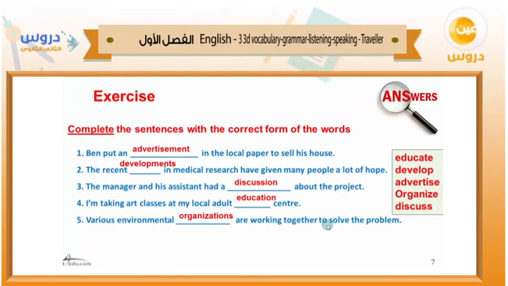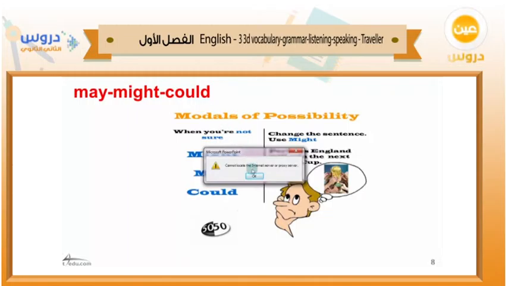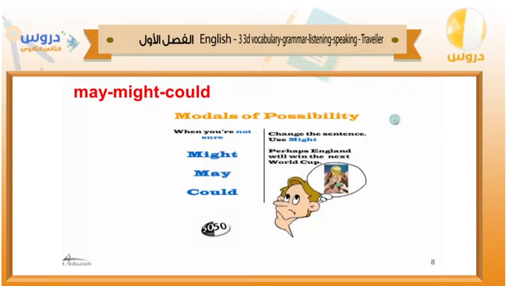So here are the answers. The verb advertise, we added -ment, so it becomes a noun. The verb develop, we added -ment at the end as a suffix, so the verb develop has become development, which is a noun. And the verb discuss, we added a suffix at the end, so it becomes a noun, discussion, and educate, education, and organize, organization.